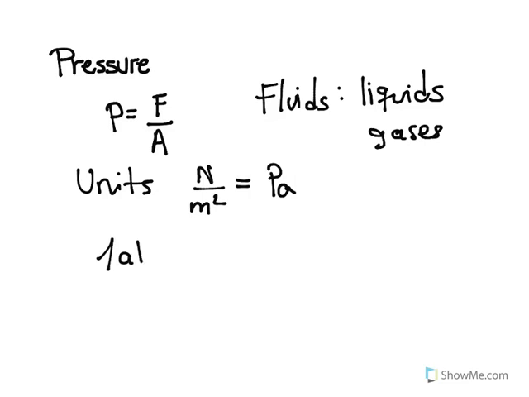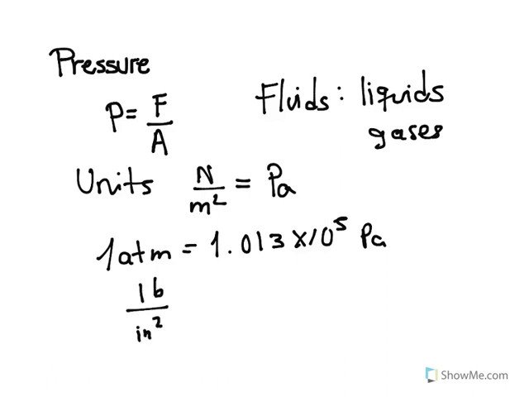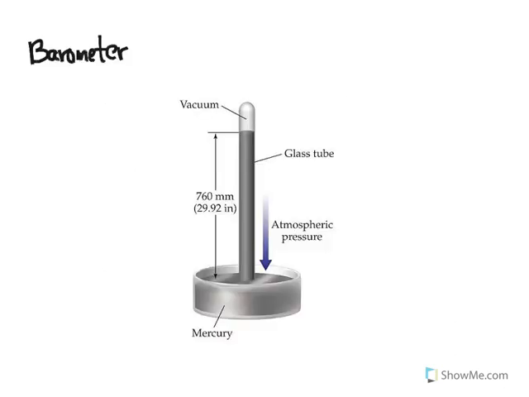One atmospheric pressure, one atmosphere, is 1.013 times 10 to the 5 pascals. There are other units, which are the pound per square inch. This is the English system. We state them as PSI, where one atmosphere is equal to 14.7 pounds per square inch.